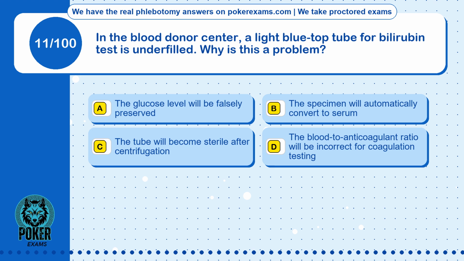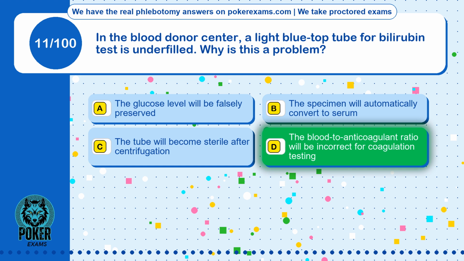Question 11. In the blood donor center, a light blue top tube for bilirubin test is underfilled. Why is this a problem? Option A. The glucose level will be falsely preserved. Option B. The specimen will automatically convert to serum. Option C. The tube will become sterile after centrifugation. Option D. The blood to anticoagulant ratio will be incorrect for coagulation testing.